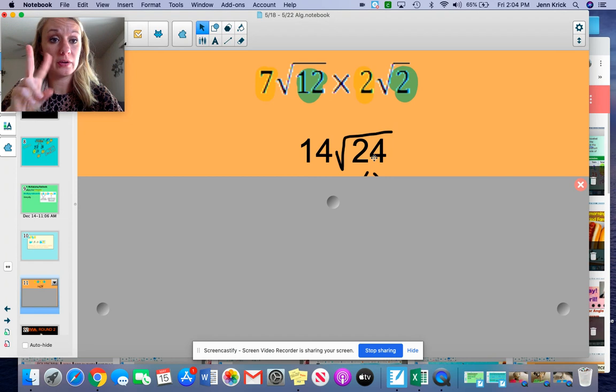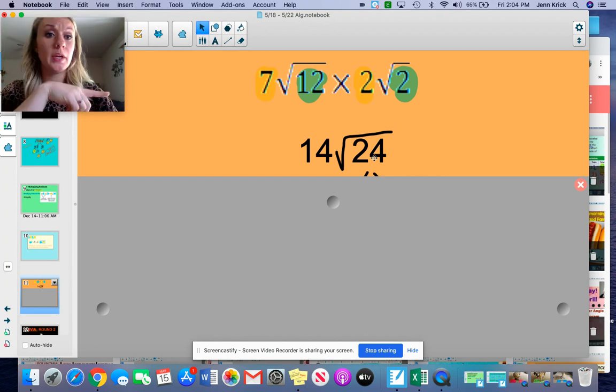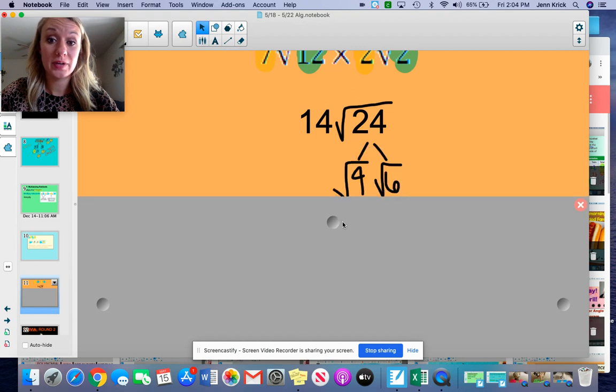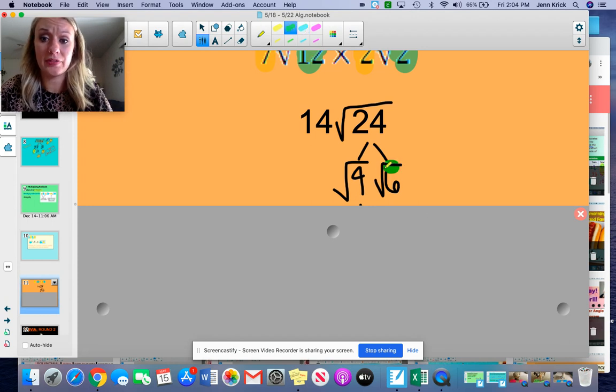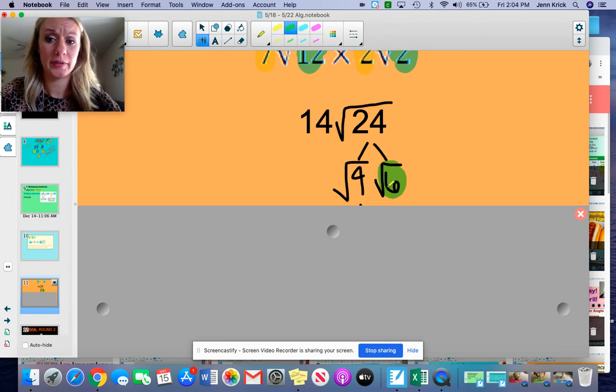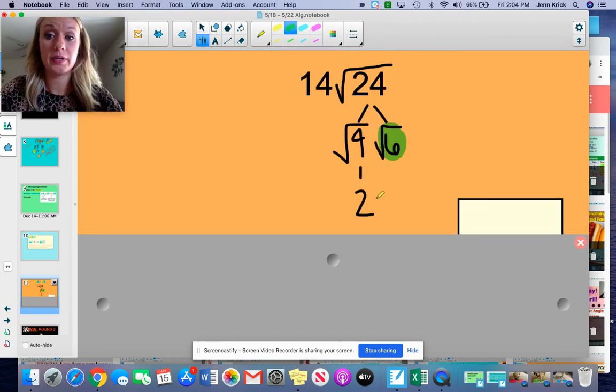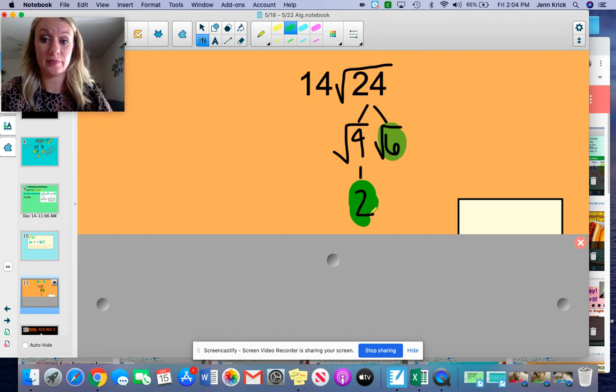So what are two factors of 24 with one of them being a perfect square? In my head, I'm like, okay, 1 and 24. Nope. 2 and 12. Nope. How about 8 and 3? Nope. How about 4 and 6? Okay, I know 4 is a perfect square, so that's going to work for me. Can you simplify the square root of 6 here? Can you do anything with that? There's nothing you can pull out. If you did 3 times 2, neither of those are a perfect square, so you're not going to get anywhere. But I know that the square root of 4 is 2. So that's the simplified version.